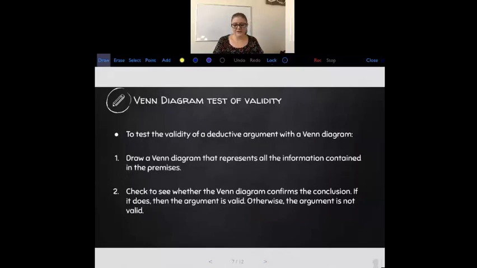Okay, so we're going to use a Venn diagram to test the validity of deductive arguments. We're going to draw a Venn diagram that represents all the information contained in the premises. And these are going to be subset Venn diagrams. And then we'll check to see whether the Venn diagram confirms the conclusion. If it does, then the argument is valid. If it does not, then it's not valid.